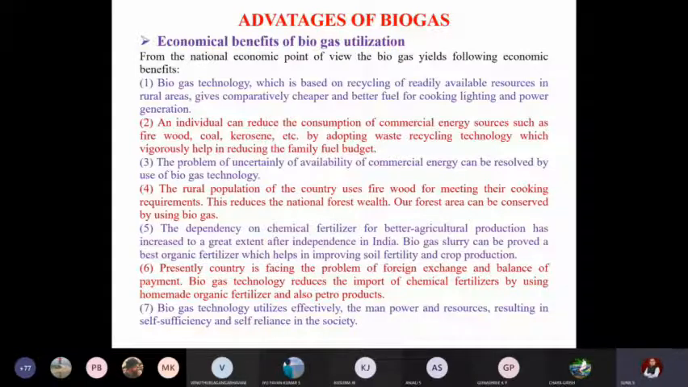Okay, so the rural population of the country uses firewood for meeting their cooking requirements. Directly using the firewood, what happens? Forest wealth keeps on reducing. Obviously they go to the forest, cut trees, and get it from a good distance. They use it for one month. Next month again they go, cut one or two trees, two or three families together, and get it.